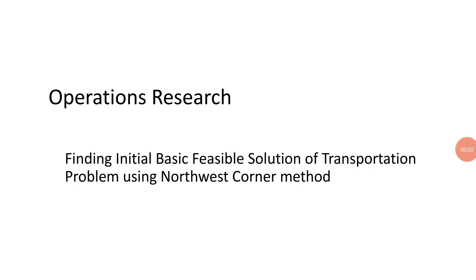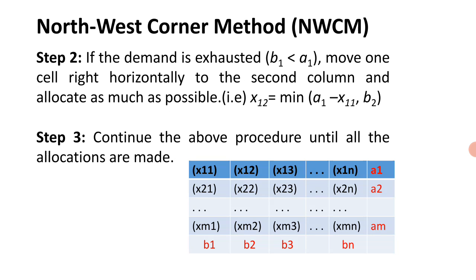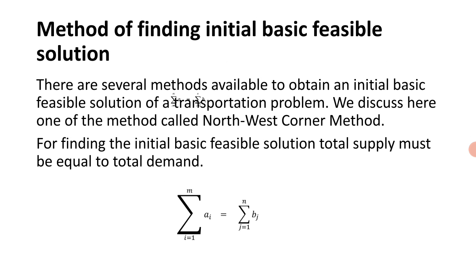Hello all. The topic of this video session is finding the initial basic feasible solution of a transportation problem using the northwest corner method. There are several methods available to obtain an initial basic feasible solution of a transportation problem. We discuss here one of the methods, called the northwest corner method. For finding the initial basic feasible solution, total supply must be equal to total demand.